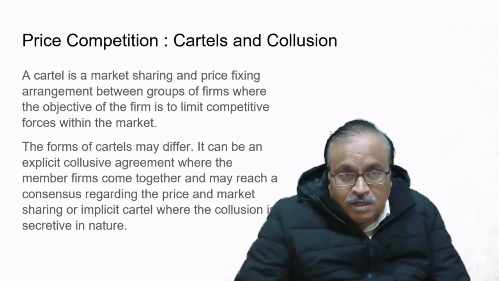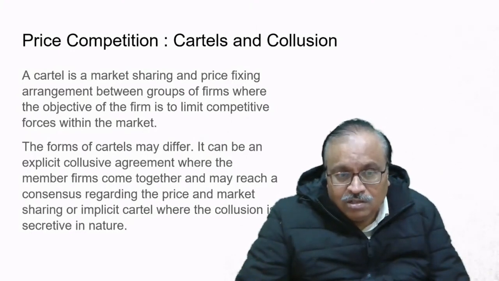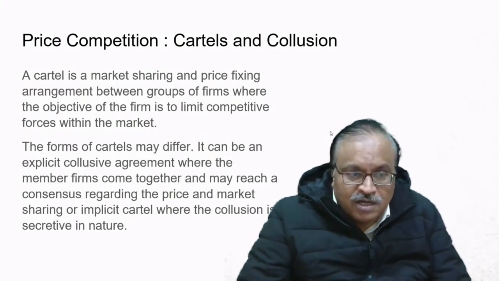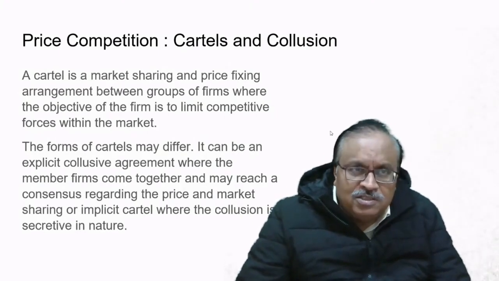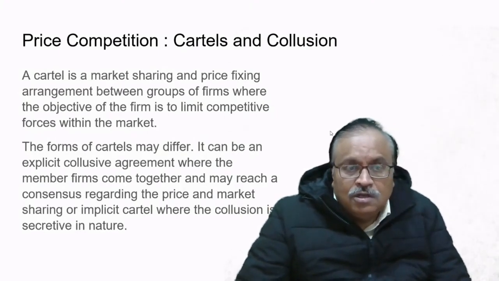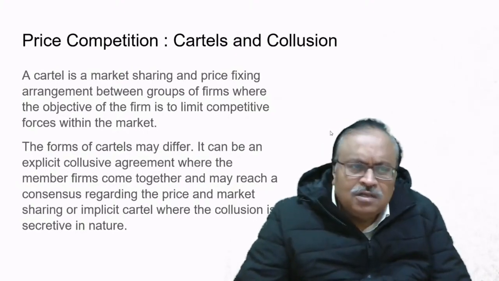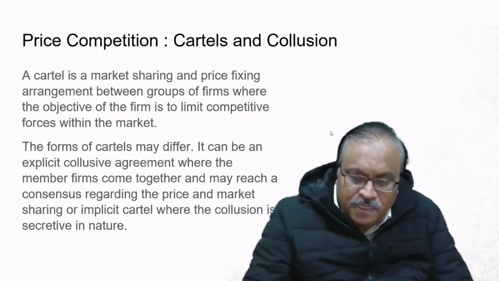Earlier I was talking about the drug lords. They are a type of implicit cartel, where the collusion is secretive in nature. And there is an explicit collusive agreement like OPEC, the Organization of Petroleum Exporting Countries. They come and form a group, but they are basically cartels.